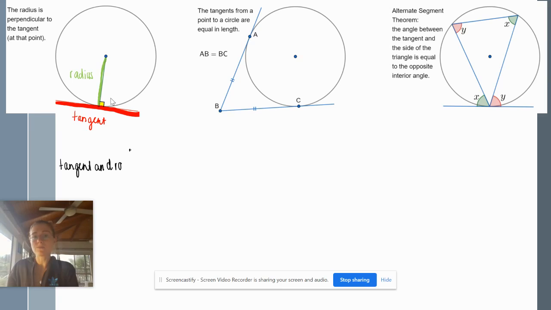Use your explanation to help you remember what the theorem is. And then you can make it shorter and shorter as you remember it.